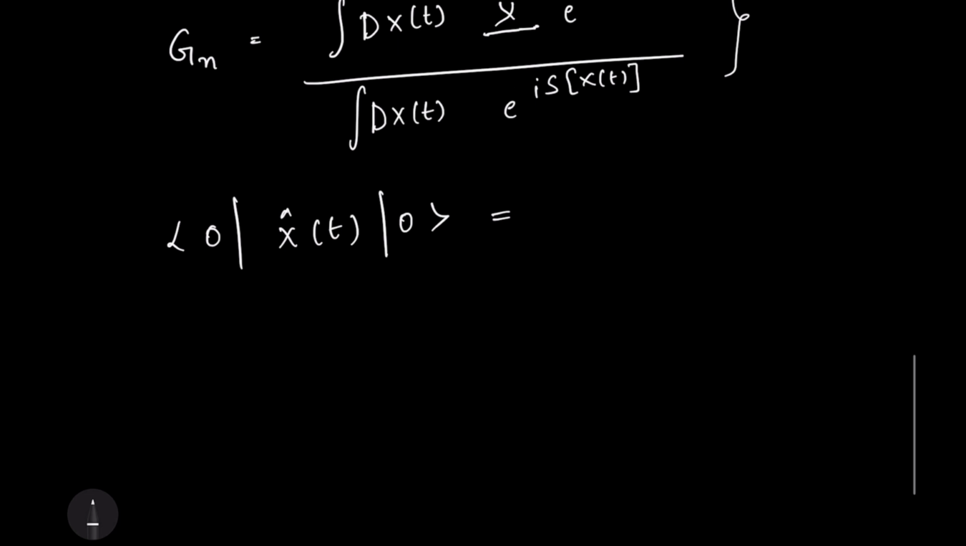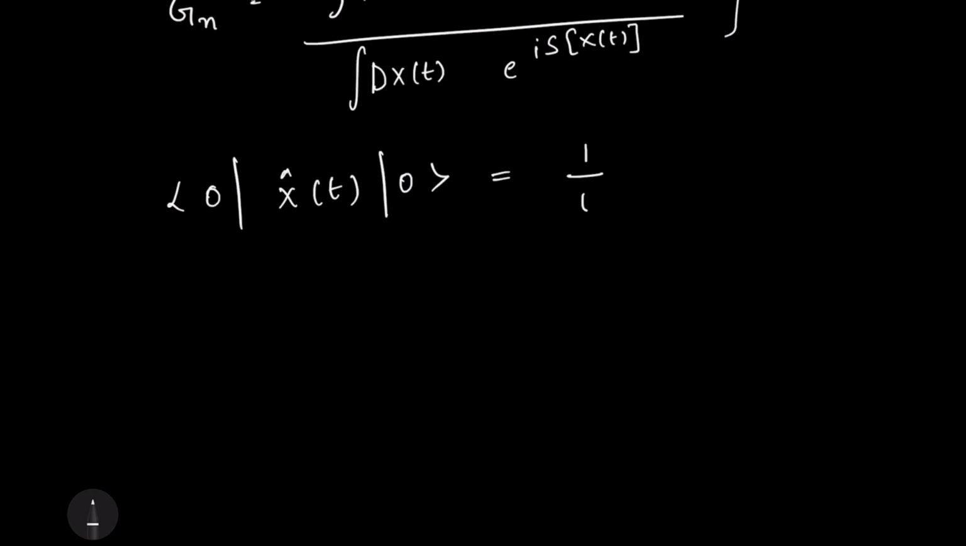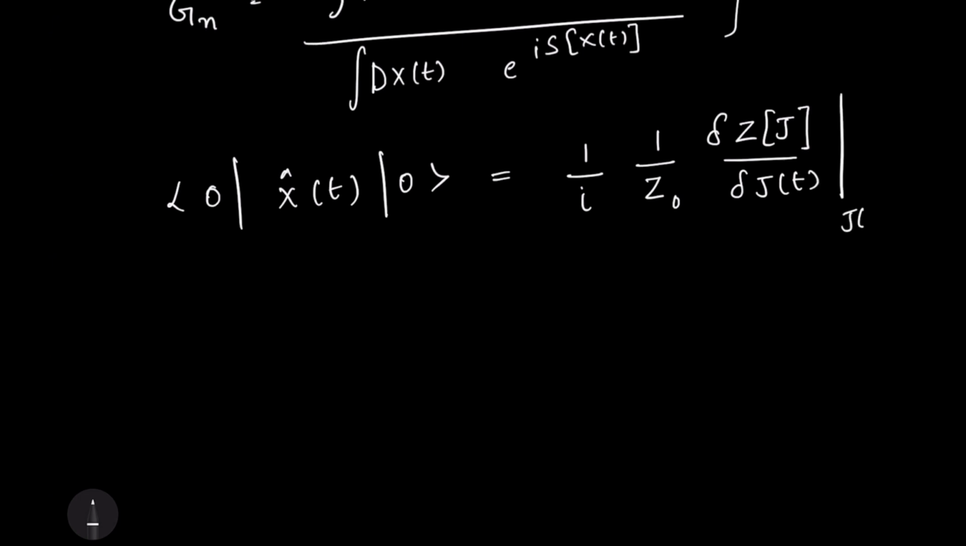So I am writing 1 by i, 1 by z0, because I am dividing by z0, times the derivative of z of j with respect to j of t, and I have to put j of t equal to 0 as well. So this is the 1-point function.